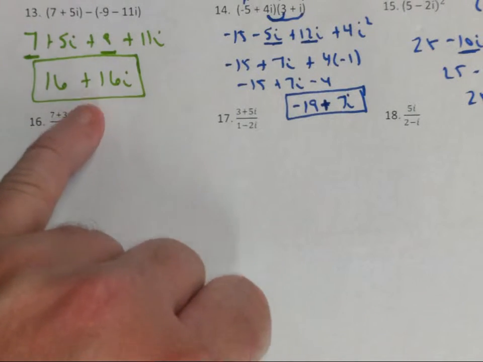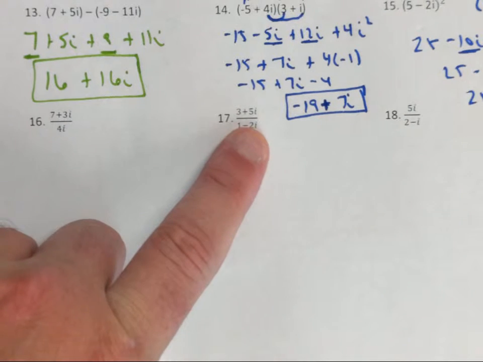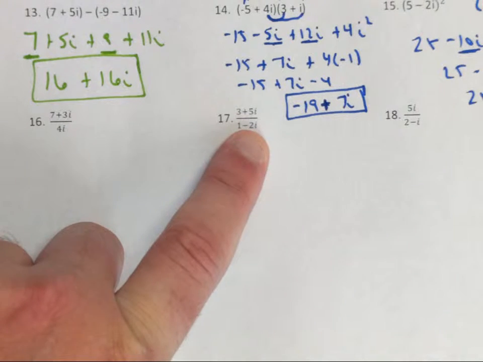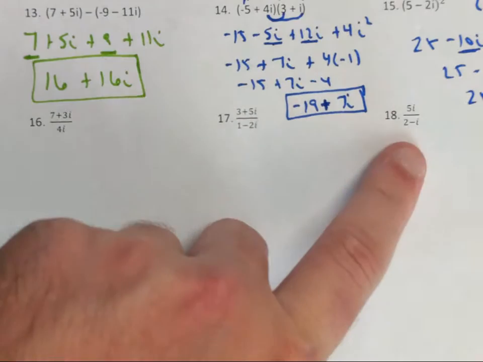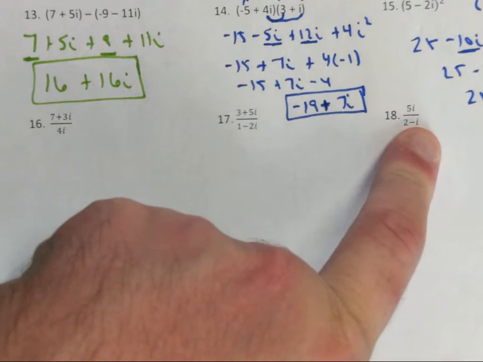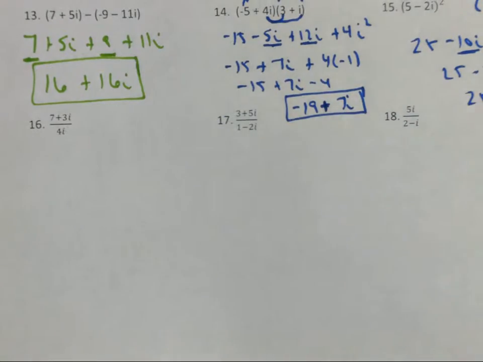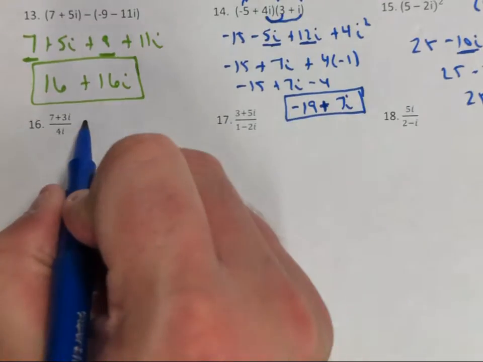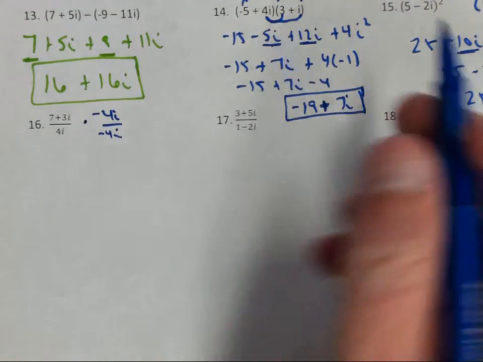I'm going to multiply top and bottom by what? Negative 4i. On this one, it's 1 minus 2i. I will multiply the numerator and denominator by 1 plus 2i. Here, I multiply the numerator and denominator by 2 plus i. You always change the sign of the imaginary part, okay? So let's do this. So here I'm going to multiply by negative 4i, negative 4i.